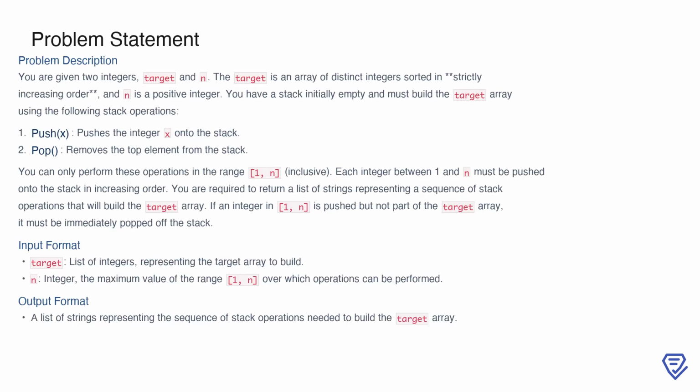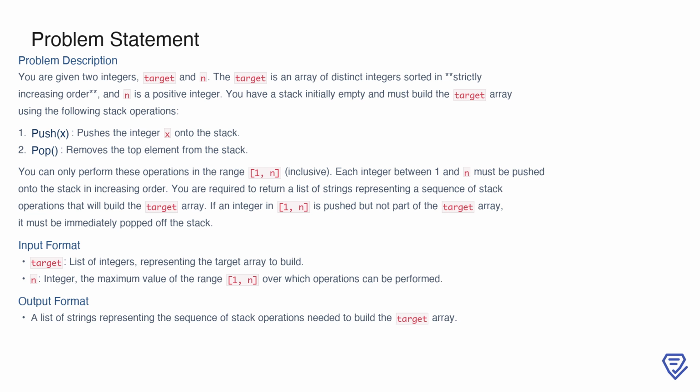The problem requires us to build a target array using stack operations. The target array is a list of distinct integers sorted in strictly increasing order, and we are also given an integer n that defines the range, 1 and n, within which the stack operations must be performed. The stack starts empty, and we can use two operations, push x, to add an integer x onto the stack, and pop, to remove the top element from the stack.